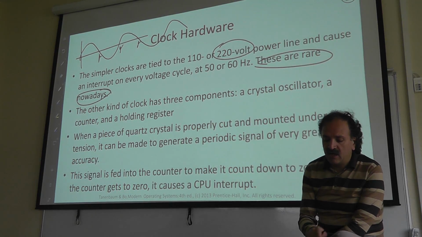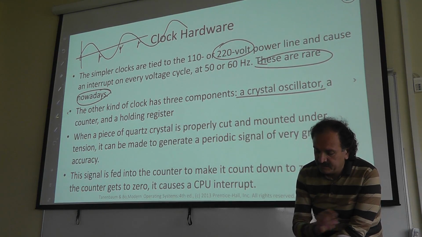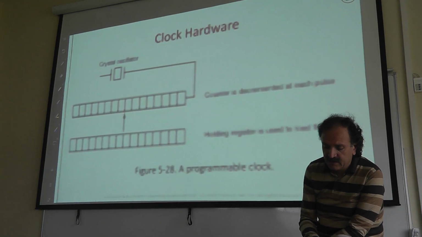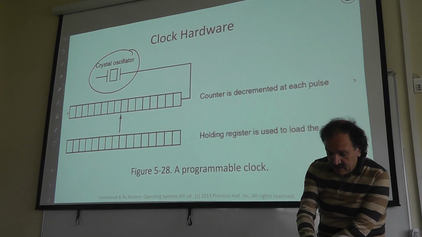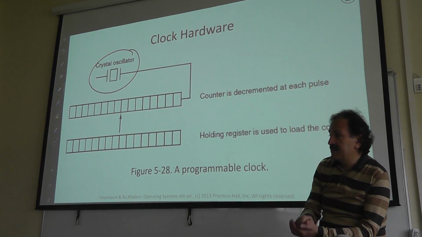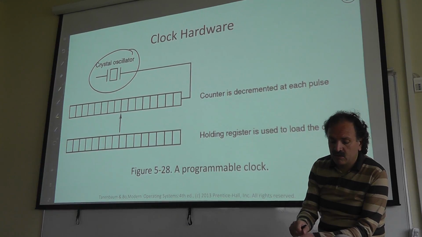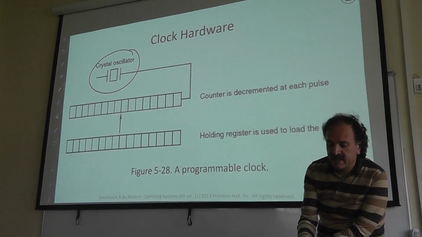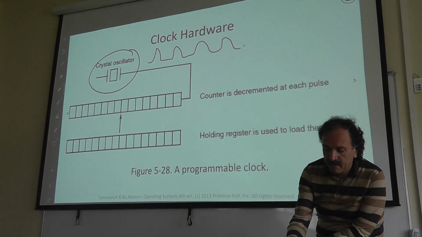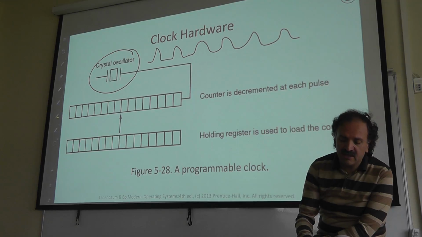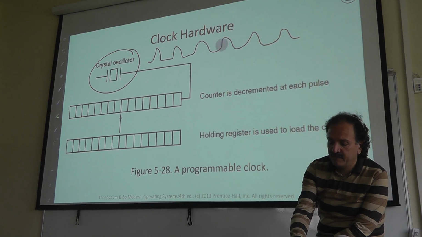So the other kind of clock has three components: a crystal oscillator, a counter, and a holding register, like this. This is the crystal oscillator. You put a crystal, some kind of a physical material, under some tension, and you apply some current to it, and it starts oscillating. So it produces a waveform like that. And depending on the tension and the crystal type, you can adjust the period of this signal.